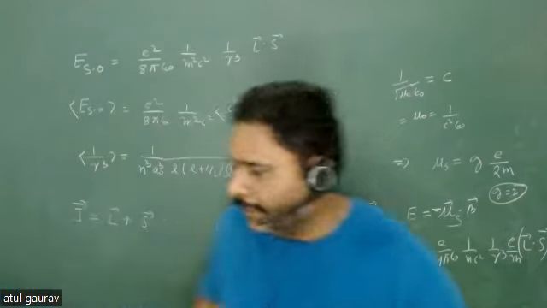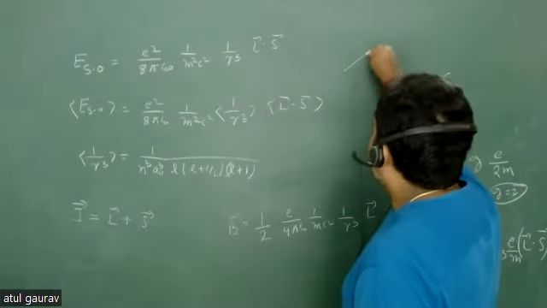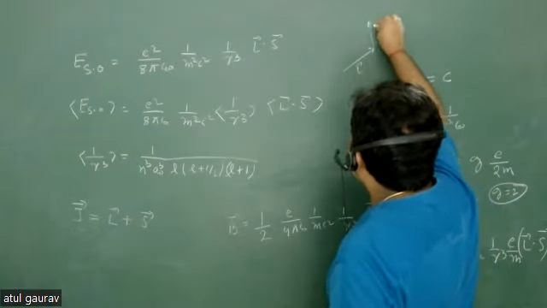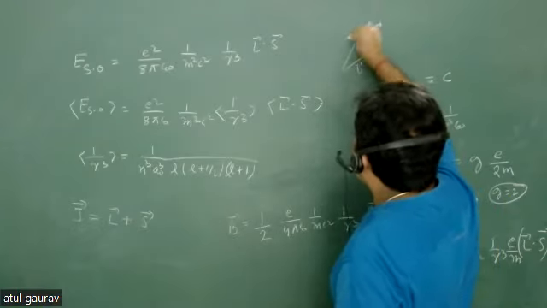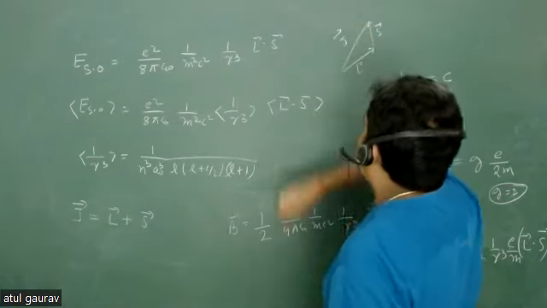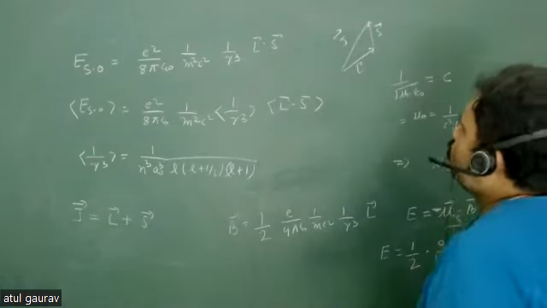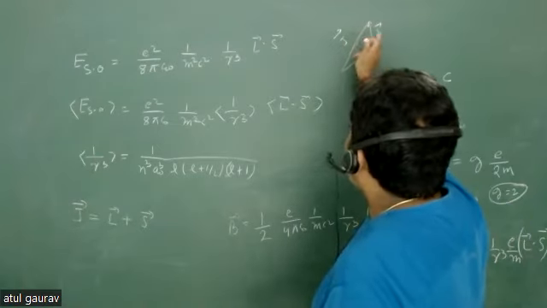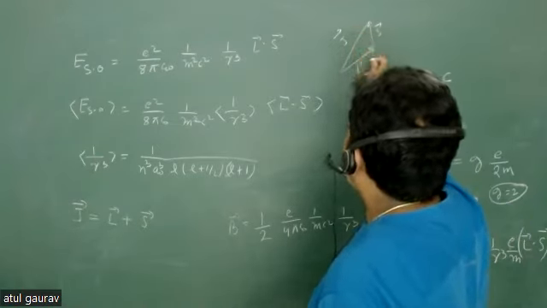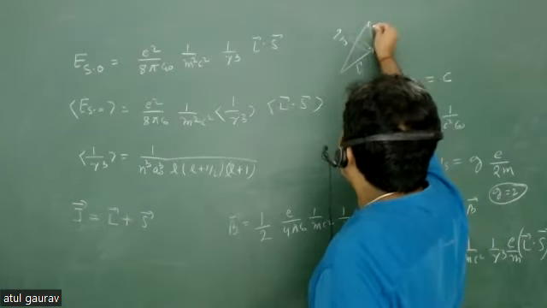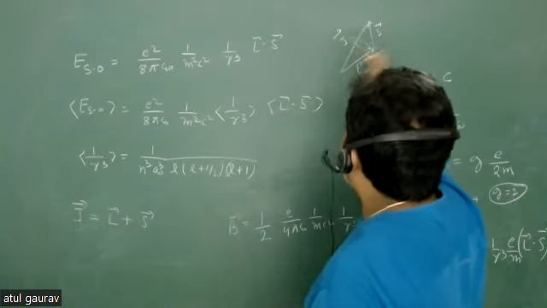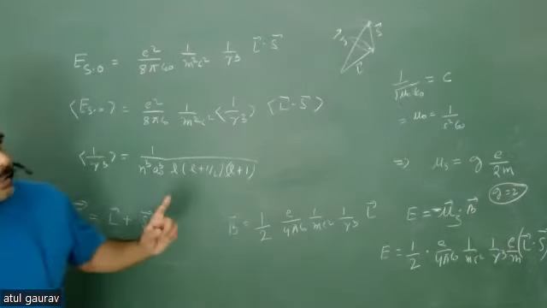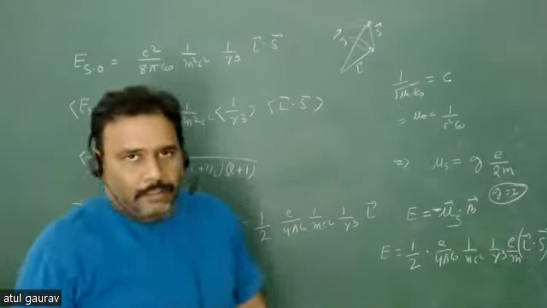So what will we have? We have basically an L vector. Let's say this is my L vector, and this is my S vector. And this vector is identified as what? J vector. And you can assume that this L vector and S vector will precess about the J vector. This will precess about this particular J vector. And here this J is identified as total angular momentum.